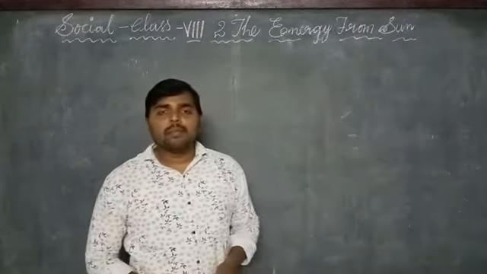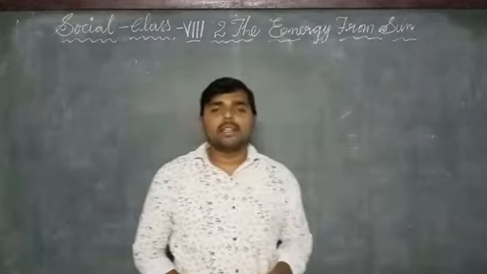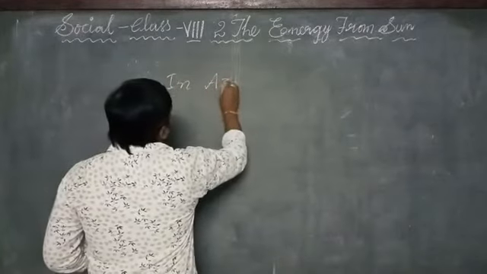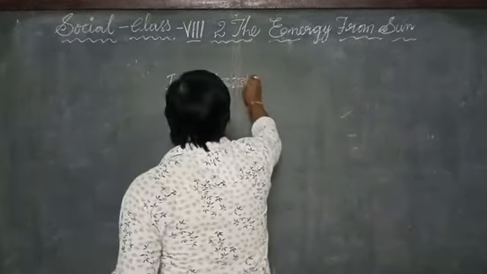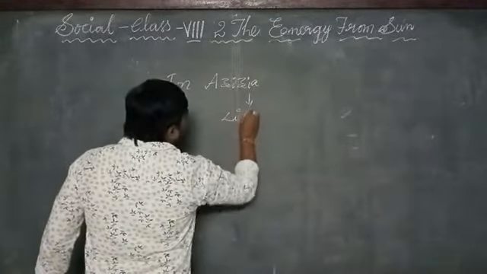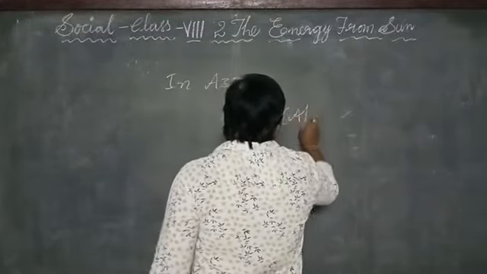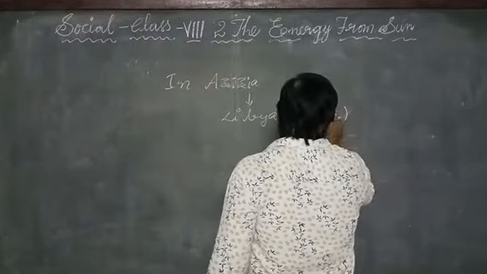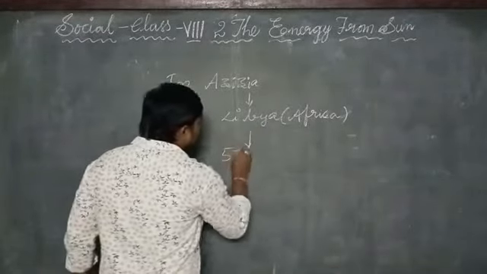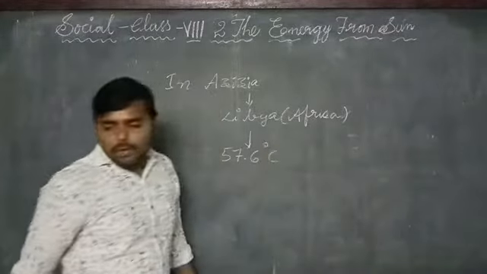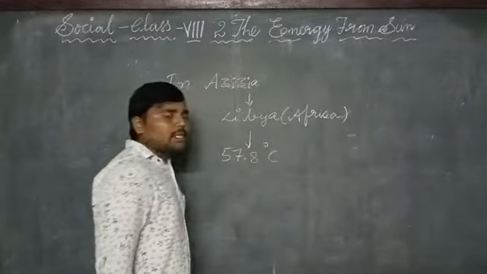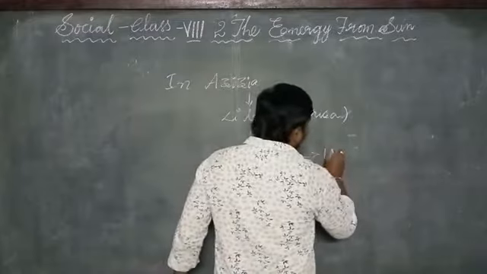Now let us see where the highest temperature was recorded on the earth. In Azizia, which is located in Libya, in the continent of Africa, the highest temperature was recorded, that is about 57.8 degrees Celsius, in the year 1922.